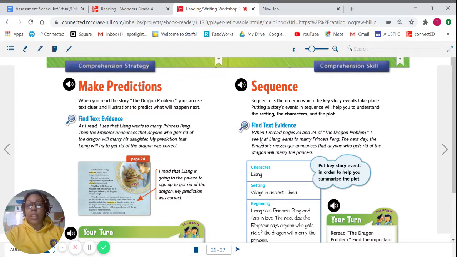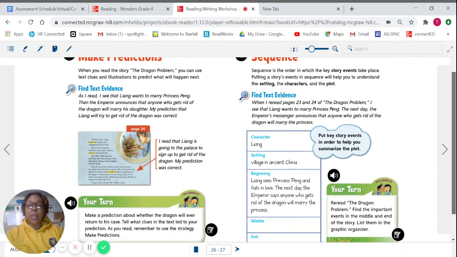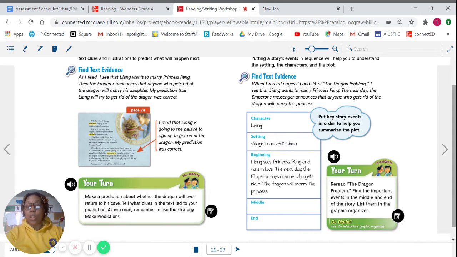Here, we will also be using finding text evidence to help us with our comprehension skill of sequencing. When I read pages 23 and 24 of The Dragon Problem, I see that Liang wants to marry Princess Pang. The next day, the emperor's messenger announces that anyone who gets rid of the dragon will marry the princess. So, let's put some of these key story events in order to help us summarize our plot.